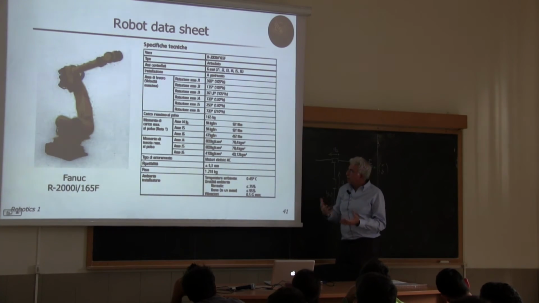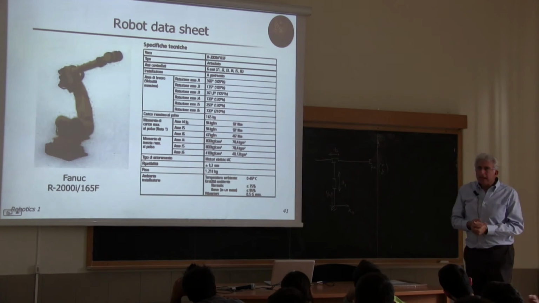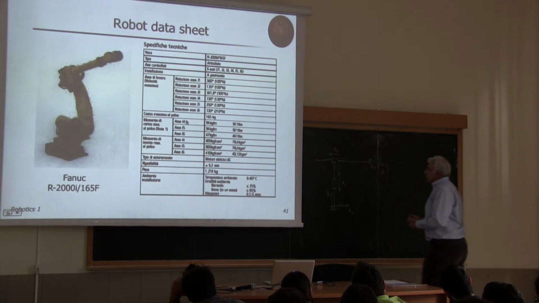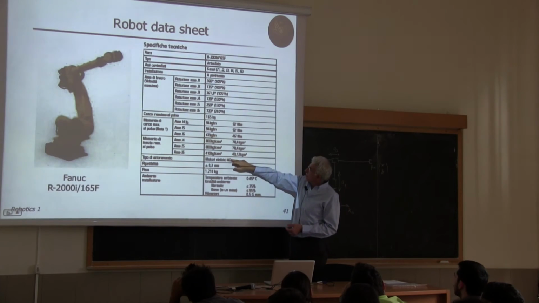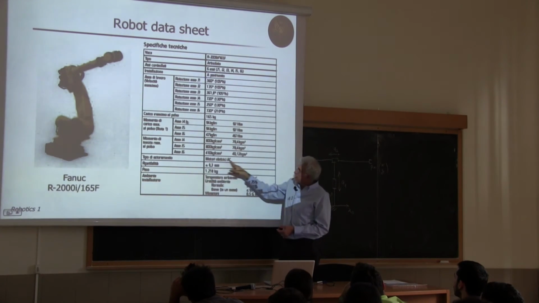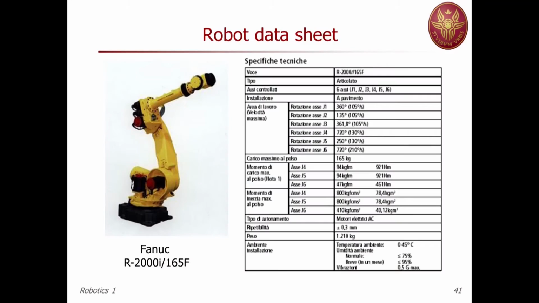So what is the payload that can be sustained? What is the maximum torque that can be held? And then there are other important things. We will come back to that. For instance, this robot is driven by AC electrical motors. It has a repeatability of plus or minus 0.3 millimeters, so 1/3 of a millimeter.